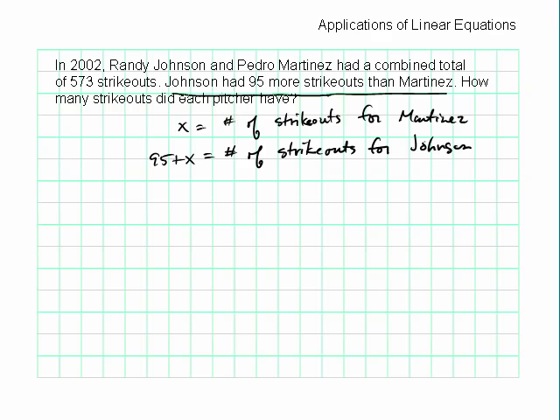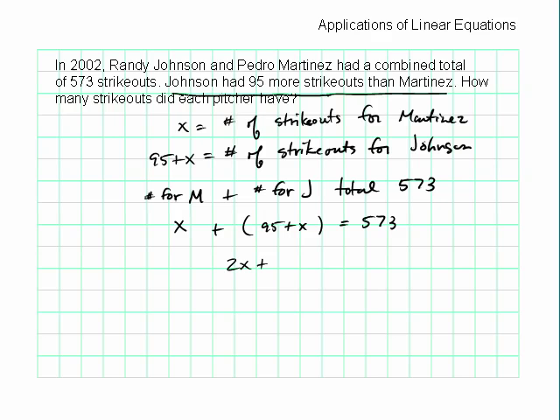Now I have to come up with an equation. It says that the number of strikeouts for Martinez, I'm going to abbreviate here, N for Martinez, plus the number of strikeouts for Johnson is supposed to add up to, or total, 573. So the equation I need is x plus 95 plus x equals 573. That's the equation I need to solve.